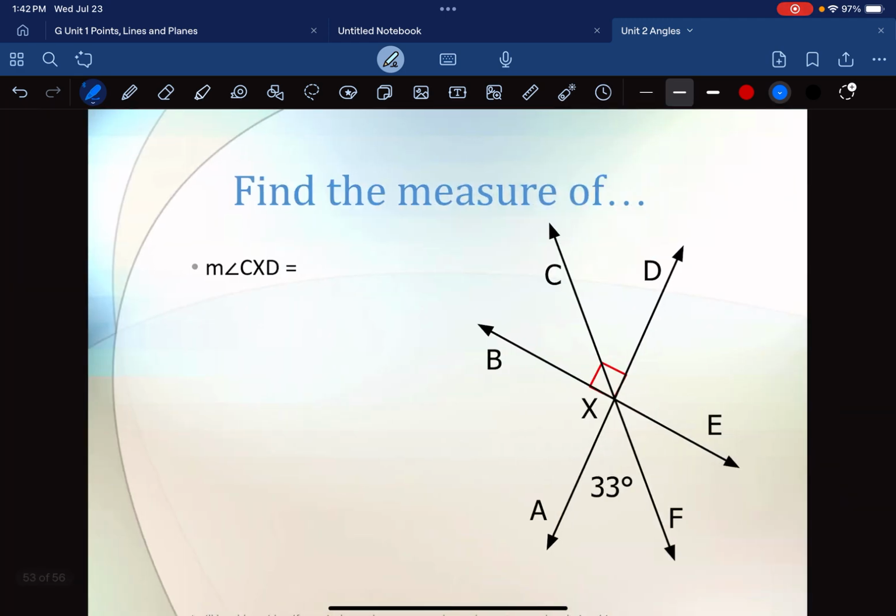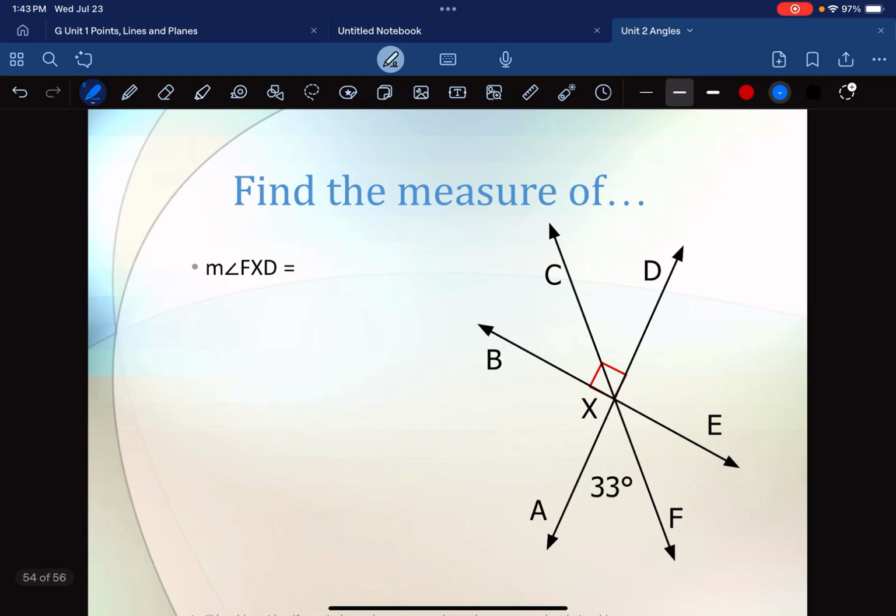So find the measure of angle CXD. Well, this is one of those workarounds. If you look at the 33, it's the bottom half of the capital X in the drawing, and then this is the top half of the capital X. And we know that vertical angles are congruent. Those are a vertical pair. They're congruent, so we know that CXD is also 33 degrees.